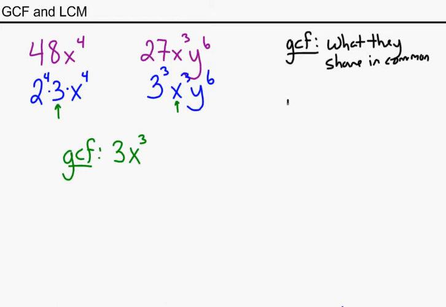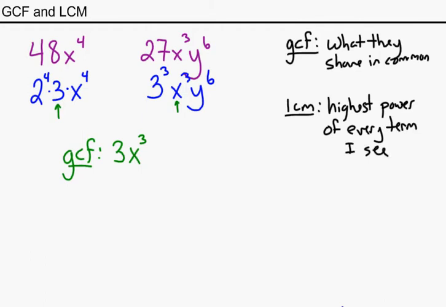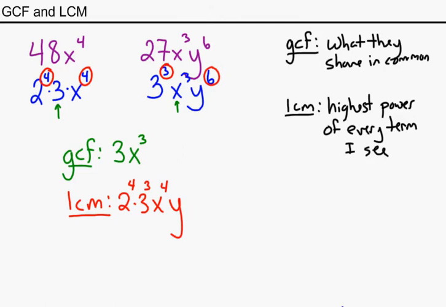When I consider LCM, what I'm really looking for is the highest power of every term I see. So LCM is kind of like a game of I Spy. I go through and I start to look at what's there. And I spy a 2, a 3, an x, and a y. Those are all the pieces I spy. And then I look for the highest powers of each. So for 2, it's 4. For 3, it's 3. For x, it's 4. And for y, it's 6.